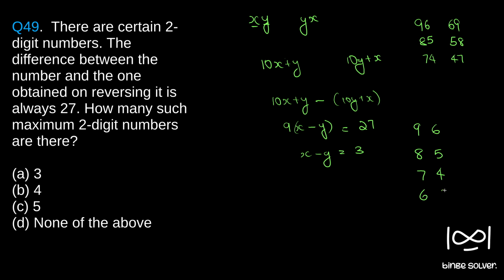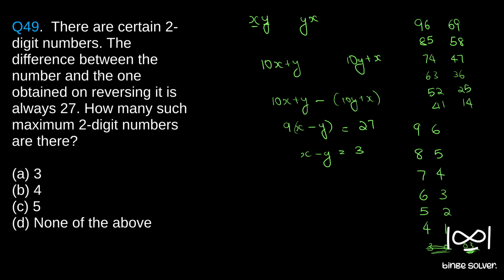So 6, 3 means 63 and 36, or 7, 6... 5, 2, so 52 and 25. 4, 1: 41 and 14. 30 won't satisfy this, since on reversing we get 03, which is not a 2-digit number, so we cannot use that. So these are the combinations there.